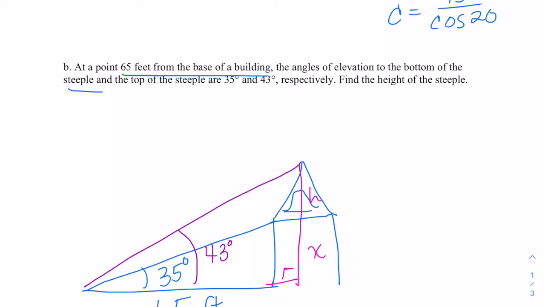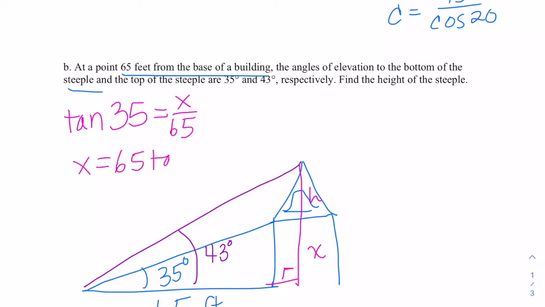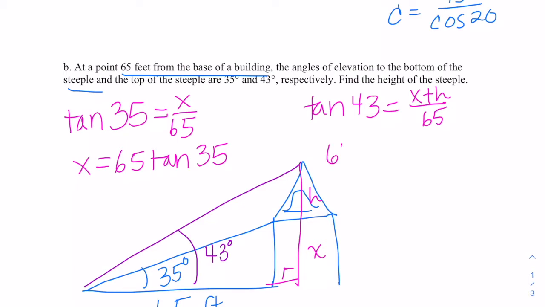So we can write two functions here. We have the tangent of 35 is going to be X over 65. So I could just rewrite that as X is equal to 65 times tangent of 35. And then if I look at the bigger angle, tangent of 43 is going to be equal to X plus H over 65. And I'll just rewrite this so we can isolate H, because that's what we're trying to solve.